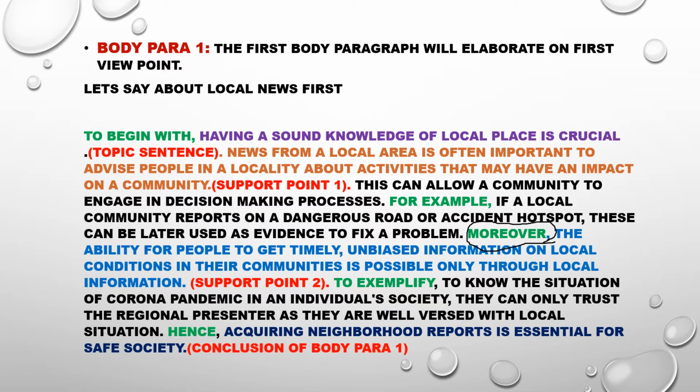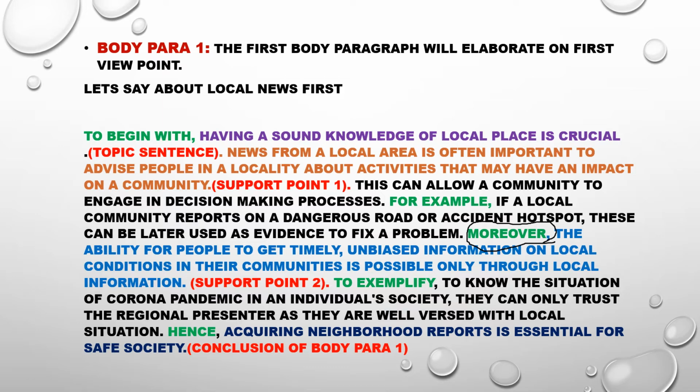To know the situation of the corona pandemic in an individual society, they can only trust the regional presenter as they are well versed with the local situation. So corona, before going to international, local news only covers the local area. So it is important to know about it. And then I am concluding that yes, having local knowledge is very essential. Hence, acquiring neighborhood reports is essential for a safe society.